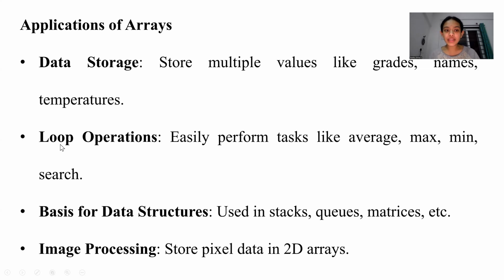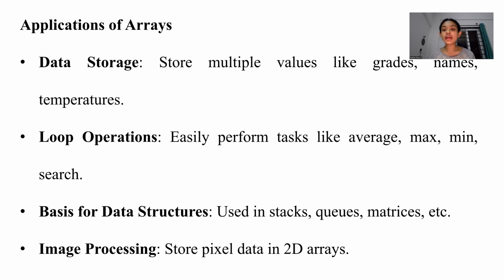The next application of arrays is loop operations, where we are going to use a for loop. Where are they using the loop operation? They perform tasks like average, maximum, minimum, search, etc. For search techniques like linear search and binary search, you assign values that may be temporary or the current value.